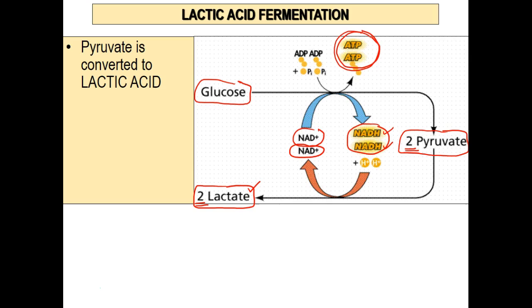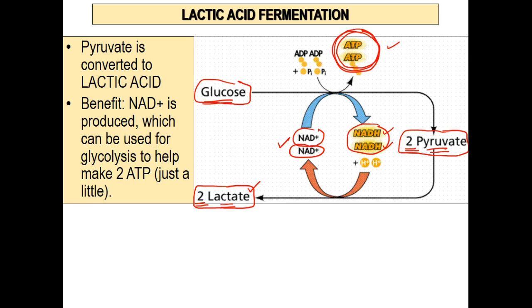Okay, so what is going on here? Well, first of all, your body doesn't have enough oxygen to make a lot of ATP, so it's going to try to make ATP this way. But if you look at the chemical reaction in which pyruvate is converted to lactate, actually there's no ATP formed. What's happening is you are regenerating the NAD, which can be used to capture the electrons during glycolysis, so that you can get 2 more ATP released in glycolysis. Okay, so the benefit of lactic acid fermentation is that NAD plus is produced, which can be used for glycolysis to help make 2 ATP, which is just a little ATP.